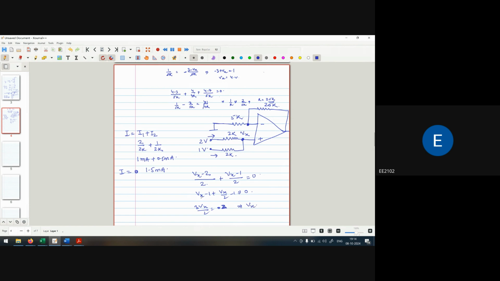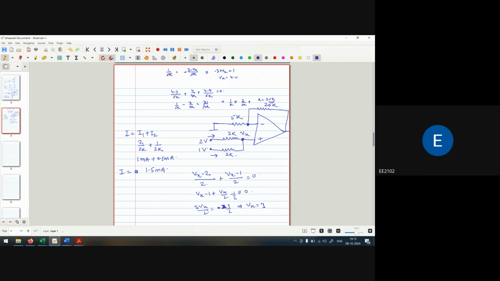Okay, and Vx is equal to 4 by 3. Oh, sorry, 1 by 2. It is equal to 1 by 2. So 3 by 2. So Vx is equal to 1.5. Is it 1.5 or 1? I mean 0.5, right? No, half.